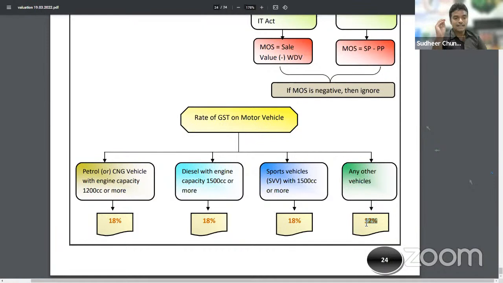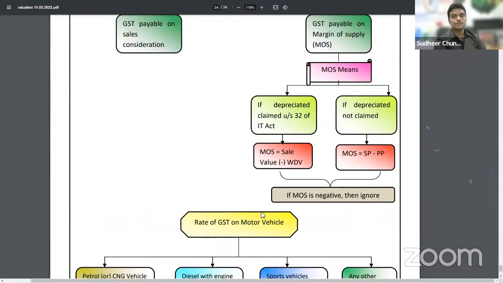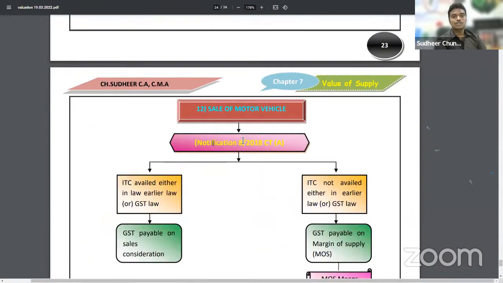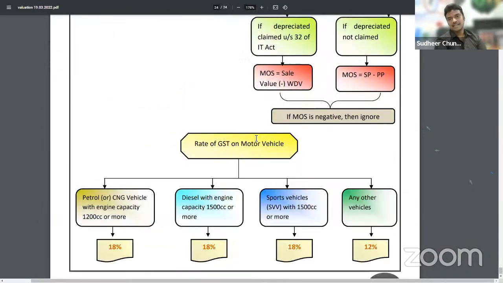Generally, initially if I purchase a motorbike, 28% GST they will charge. But for a second-hand vehicle, that means for resale of motor vehicle, if I am having margin, on that margin of supply, lower rates have been specified in the notification. This notification has given this clarification. If you want, you can go through this notification 8/2008.